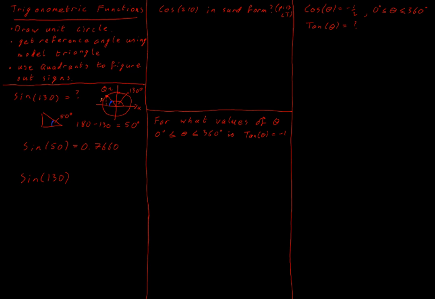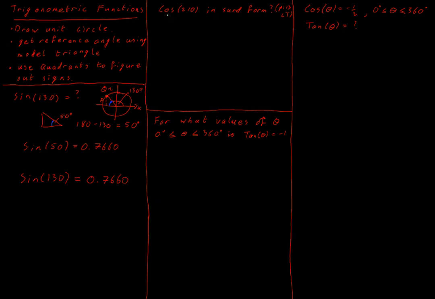Well, I know that the sine of my angle is the y component, and my y component is positive in the second quadrant. So this is going to have the same sign as my reference angle. I'm not going to have to change this to a negative. If I was down in the third quadrant or in the fourth quadrant, the sign would be negative because the y would be negative. But because I'm up in the second quadrant, my sign is positive. So that is my first job done. I got my reference angle, and then I used my quadrants to figure out the signs I needed.